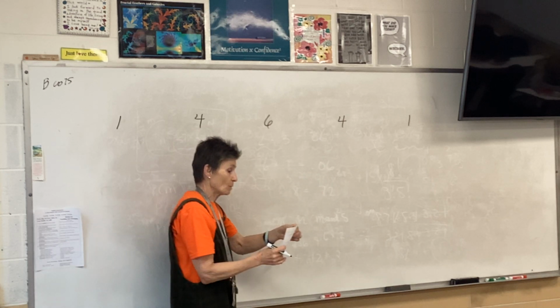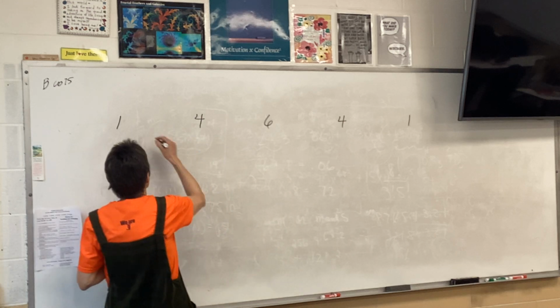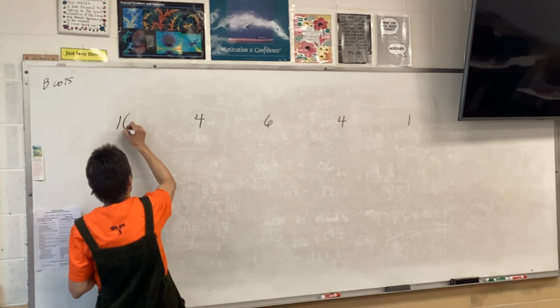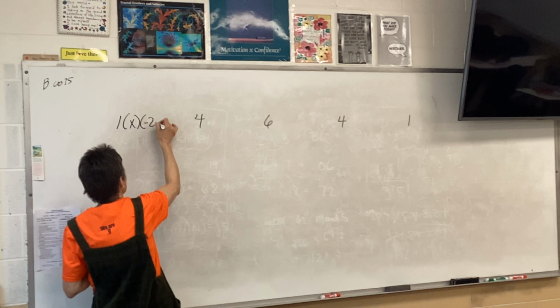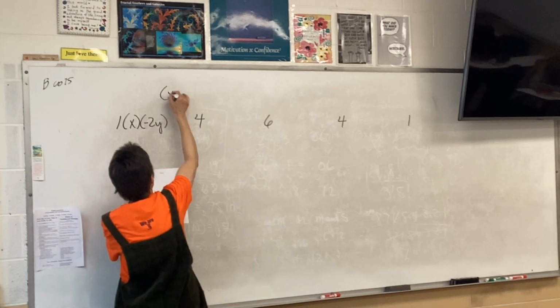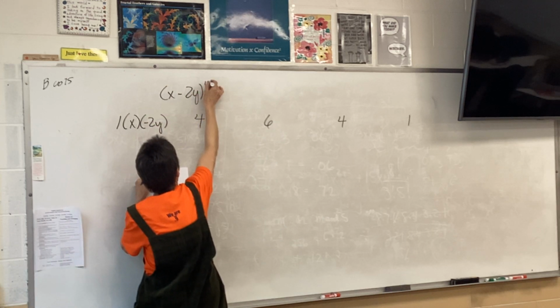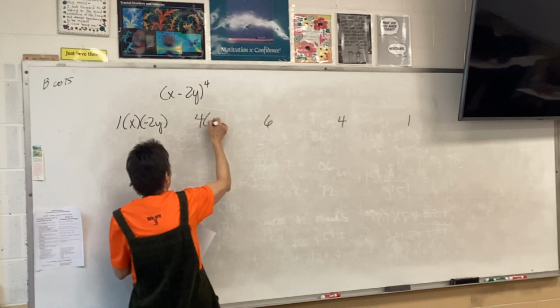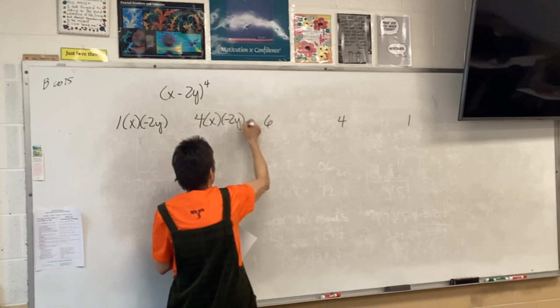All right, what's next? Once I get my numbers written down. Variables. So in this problem, it's x and negative 2y. So x and negative 2y.